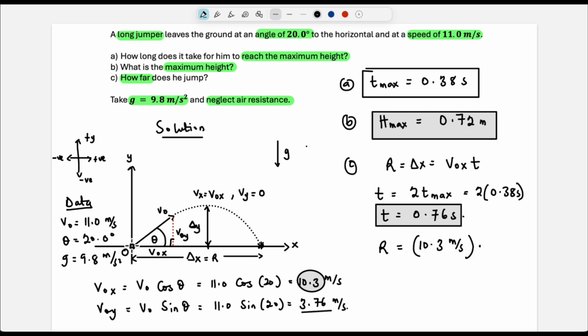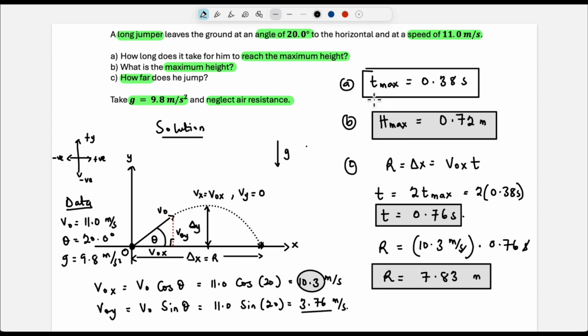In this case, the time is the time it took the long jumper to go all the way from this point to that point, not to the maximum height. But because this is a symmetric problem, it will take twice the time it takes to reach the maximum height for the whole motion. So 2 times the time it took to reach the maximum height gives us the time of flight, which is now 0.76 seconds. We can see the seconds cancel out, and the result comes out in meters. So the range is going to be 7.83 meters. Yeah, that is the end of the problem.